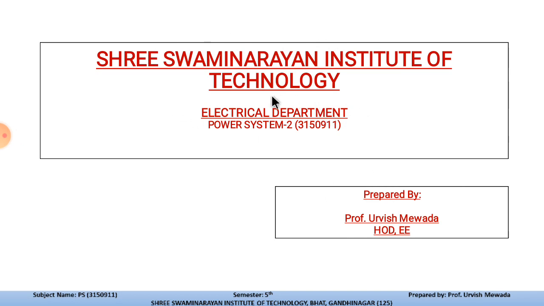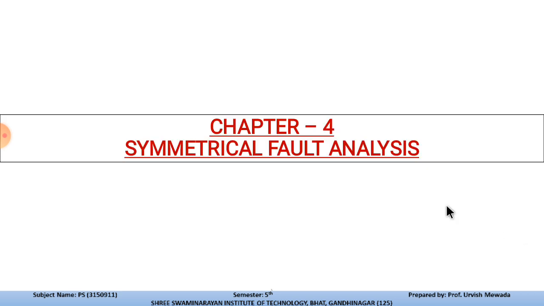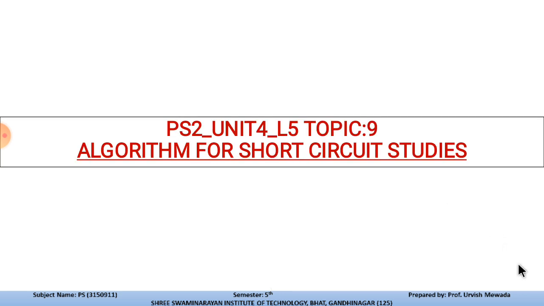I am the subject matter expert of Power System 2, which is in the 5th semester Electrical Engineering, and the GTU subject code of this subject is 3150911. Students, we are currently discussing chapter number 4, that is Symmetrical Fault Analysis, and today this is lecture number 5 of chapter number 4, and today we are going to discuss topic number 9, that is algorithm for the short circuit studies.